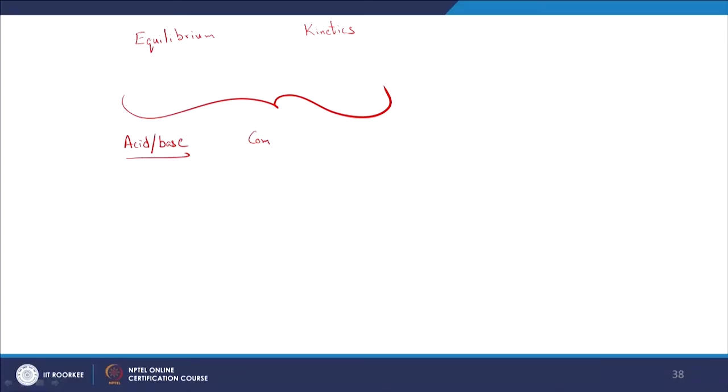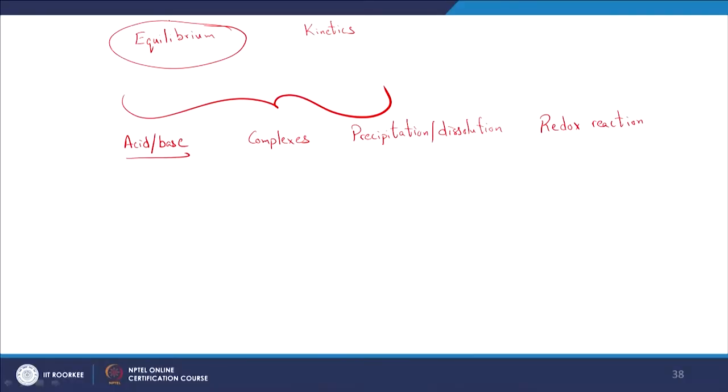So, acid base, then complex formation, precipitation and dissolution, and more importantly the redox reactions, the oxidation and reduction reactions. This is what we have for the later part of the class. So, thus far we have been talking about the fundamentals related to equilibrium.